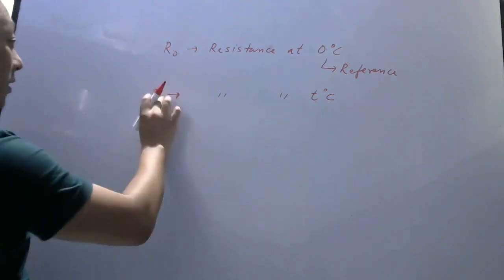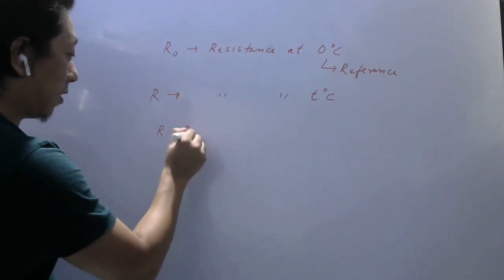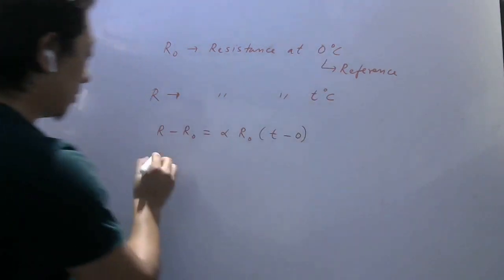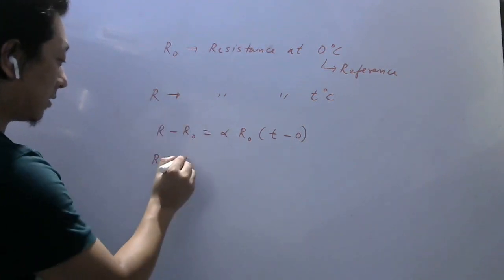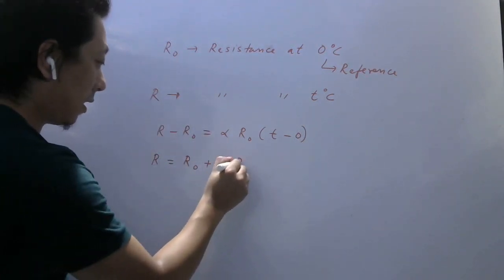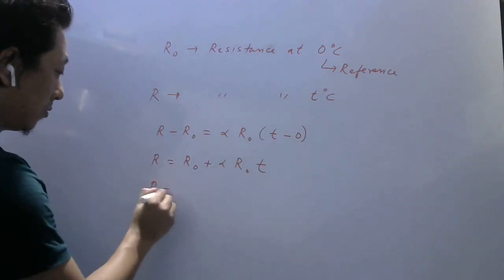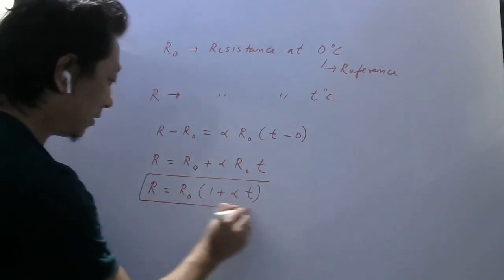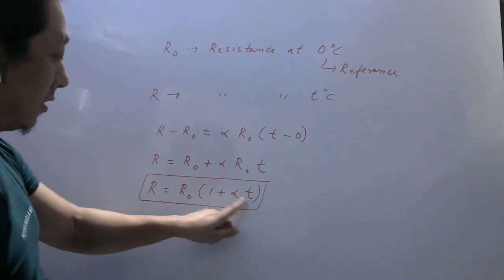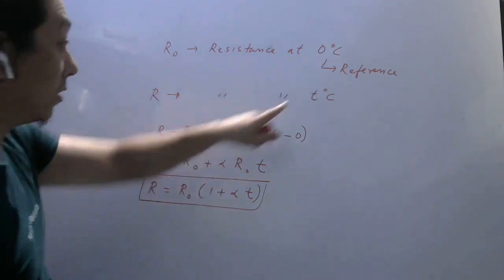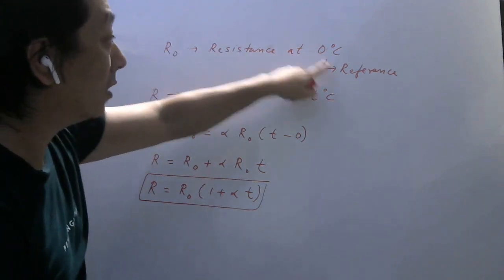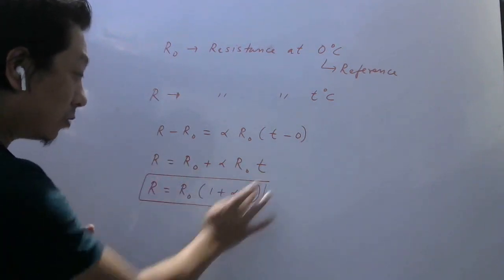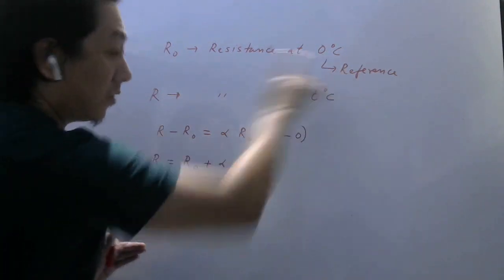The formula connecting these two is R minus R naught equals alpha R naught into T minus the reference temperature 0. So this will be R equals R naught plus alpha R naught T. Taking R naught common, R equals R naught (1 plus alpha T). This is the resistance at temperature T with respect to the resistance at the reference temperature, which is taken as 0 degree Celsius. So this is the formula we should use provided R naught is at the reference temperature.